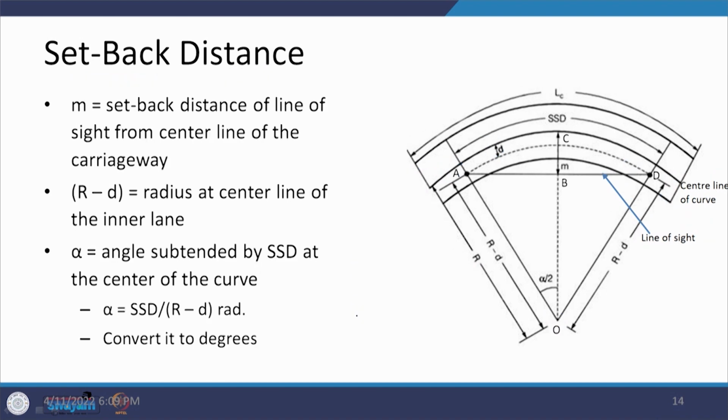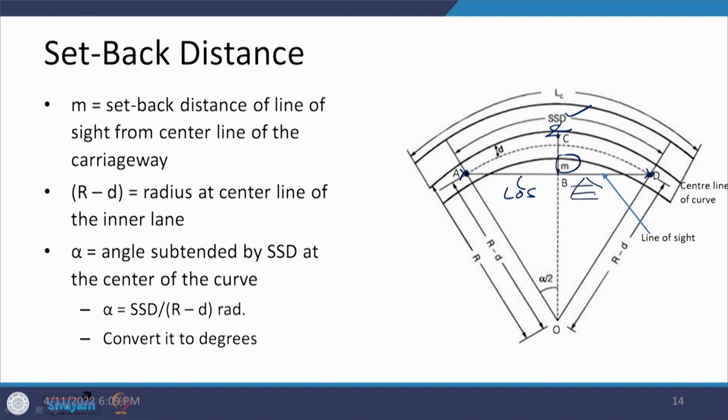So, this is another value being shown. Then the other aspect is we have to calculate the setback distance. So, from the center of the carriageway to the line of sight which is there with respect to the points A and D, which are the ends of the SSD to be provided. With respect to that, this value BC is what we are interested to calculate. So, M is the setback distance here. So, all our obstructions should be away from there.